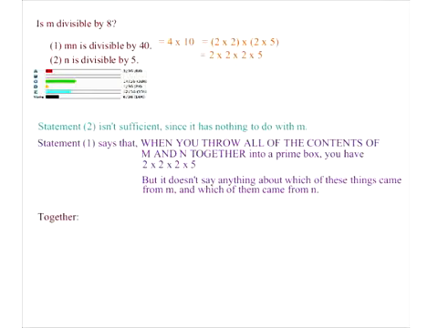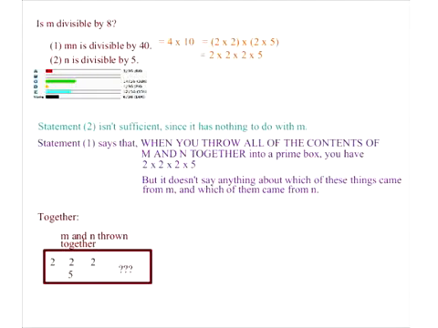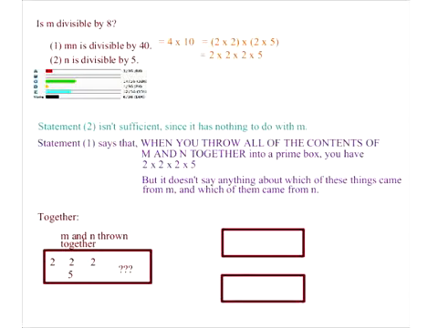So we know that M and N thrown together, this is where the prime box issue makes itself really useful, because doing this with a tree diagram is pretty much impossible. So M and N thrown together contains at least a 2, a 2, a 2, and a 5. And then we don't know. Notice that we know this has to come from M and from N. So this is M, this is N, and these are the two things that are making up that.